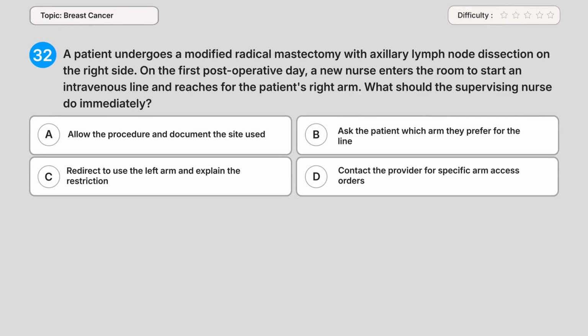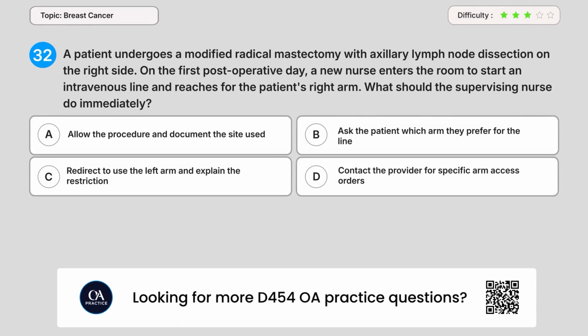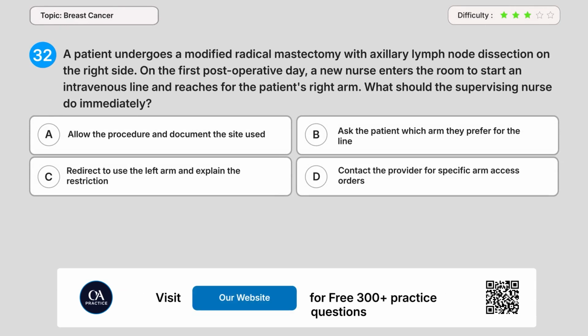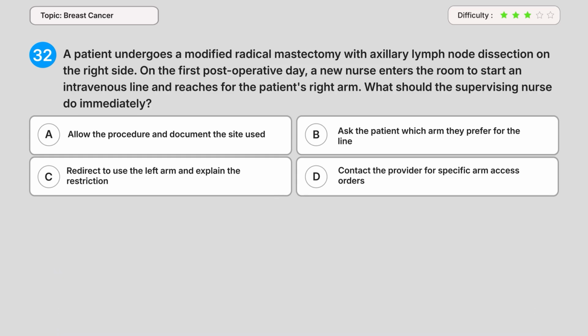32. A patient undergoes a modified radical mastectomy with axillary lymph node dissection on the right side. On the first post-operative day, a new nurse enters the room to start an intravenous line and reaches for the patient's right arm. What should the supervising nurse do immediately?